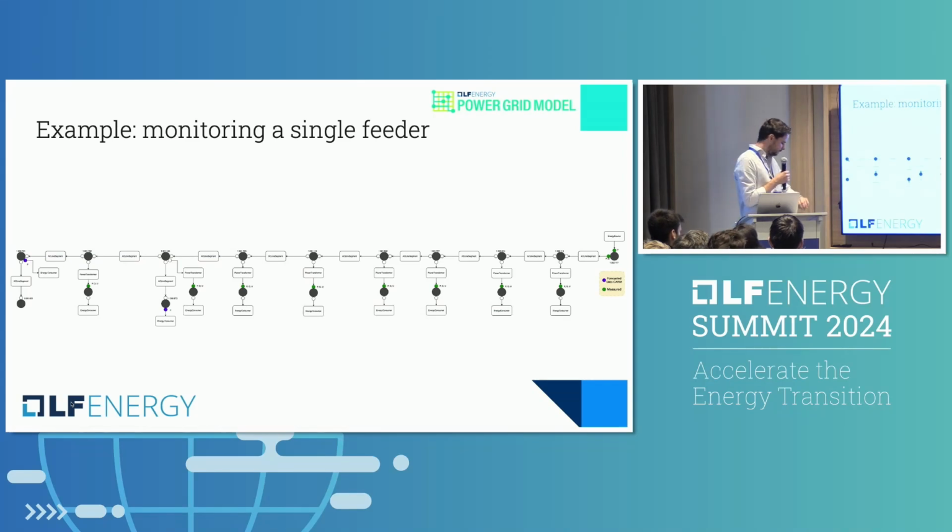So what does it look like in the real world? This is a real single feeder. It starts at the left with the energy source, a node. It has all the nodes, AC line segments connecting the different substations with each other. There's a power transformer and the energy consumer. So this is the low voltage grid.